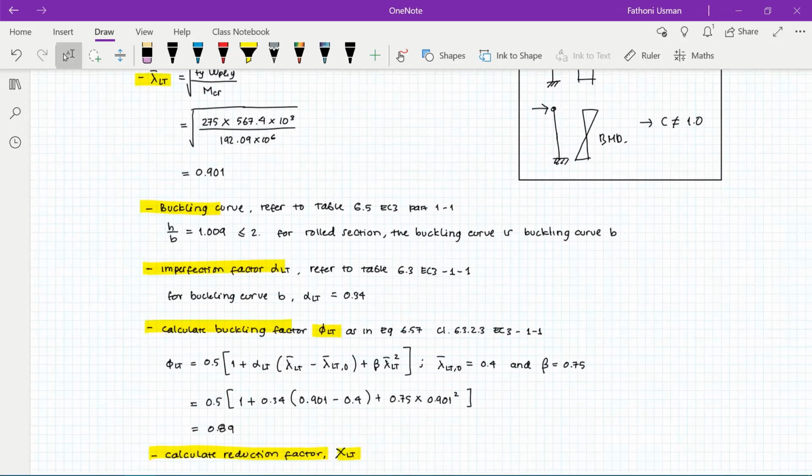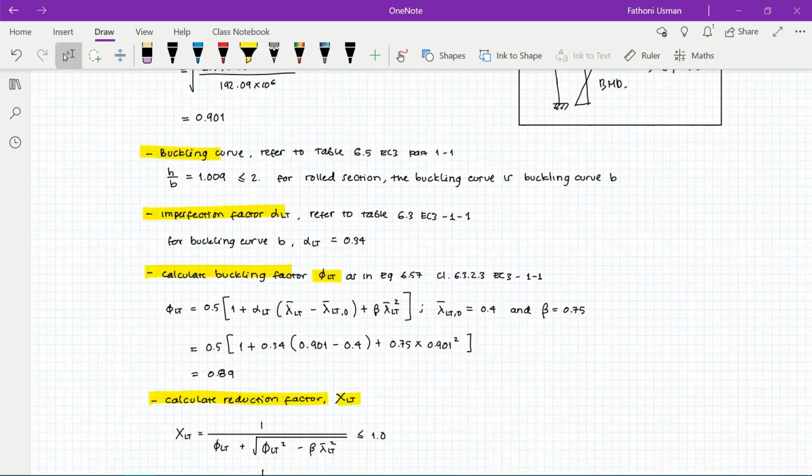And then the next step is the buckling curve. We have to refer to Table 6.5 of Eurocode 3 Part 1-1 to determine the buckling curve. The overall cross-section ratio we calculated previously is 1.009 and it is less than 2. And for the rolled section, the buckling curve is buckling curve B. Then referring to Table 6.3 of Eurocode 3 Part 1-1, we can determine the imperfection factor. For buckling curve B, the imperfection factor alpha LT is equal to 0.34.